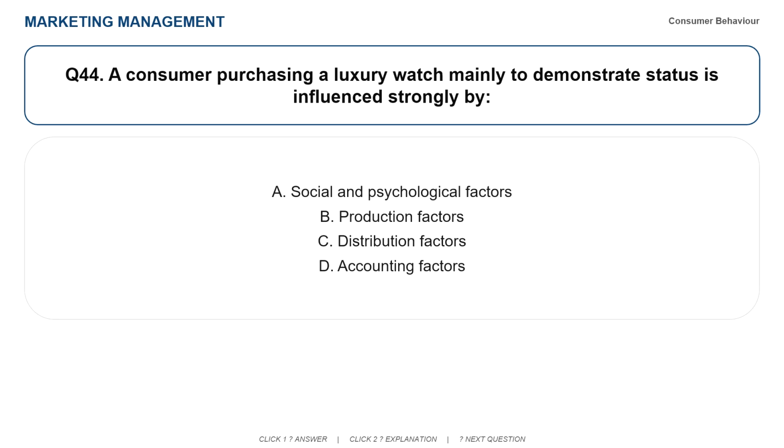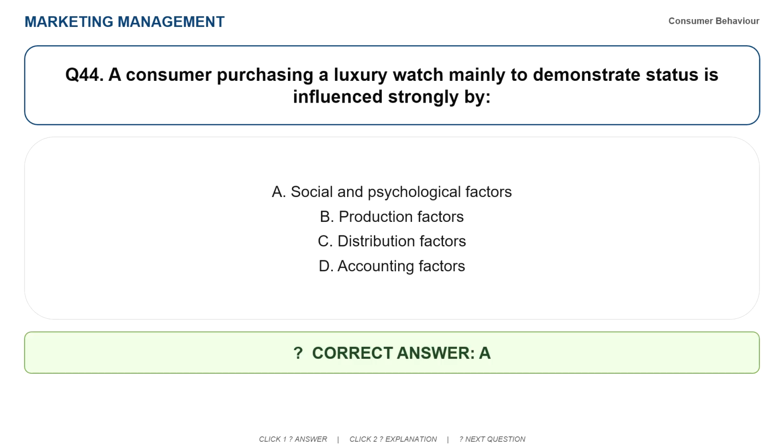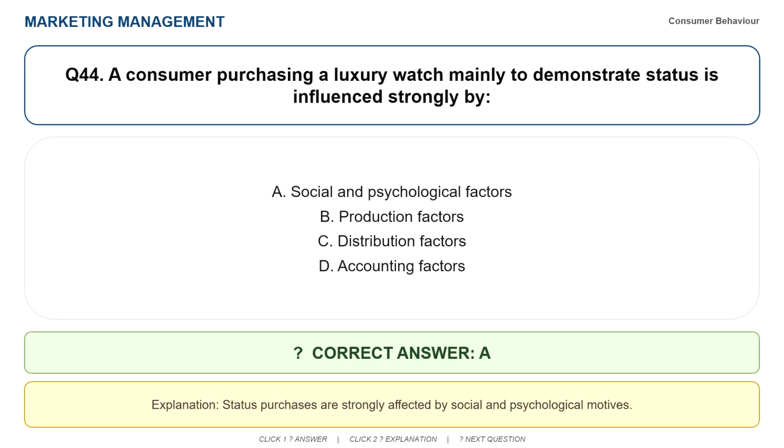Question 44. A consumer purchasing a luxury watch mainly to demonstrate status is influenced strongly by Option A. Social and psychological factors. Option B. Production factors. Option C. Distribution factors. Option D. Accounting factors. The correct answer is A. Explanation. Status purchases are strongly affected by social and psychological motives.